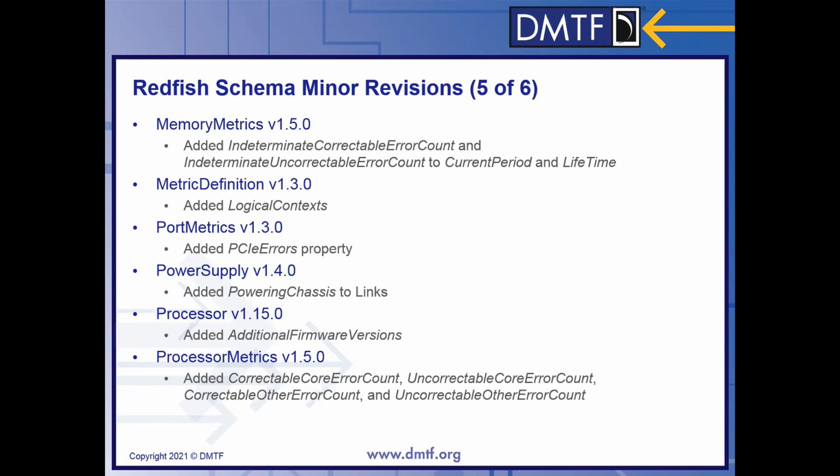Processor, we also added additional firmware versions, just like with Manager. Likewise, there may be individual components with a firmware image that you need to report outward. Maybe it's microcode related information. Processor metrics, a few new types of errors to metrics to report core error counts. So if you have internal core processor errors, this is a place that can go.